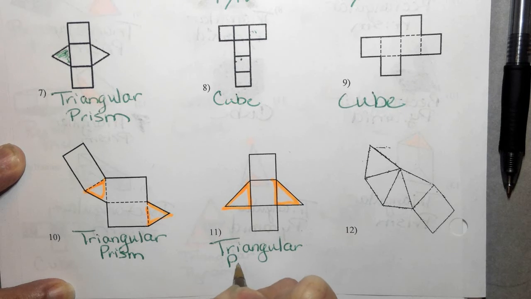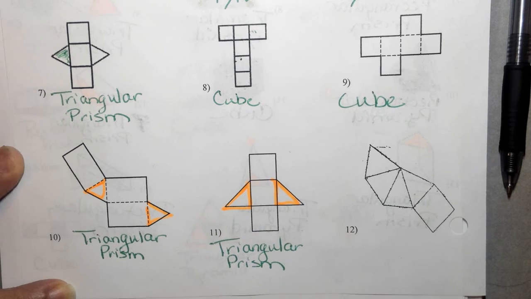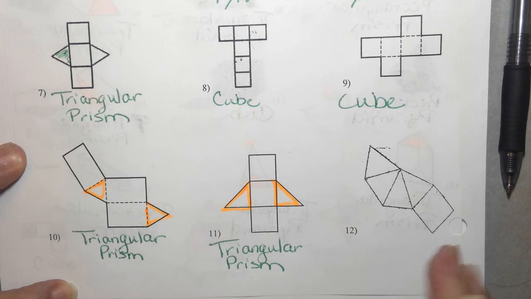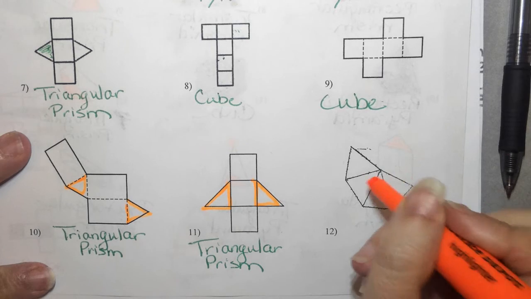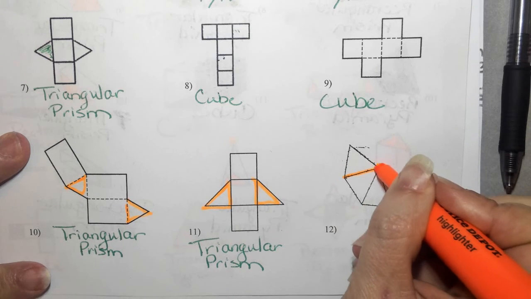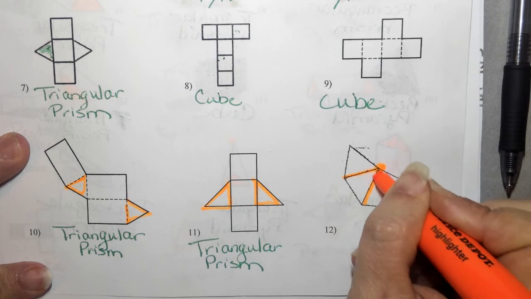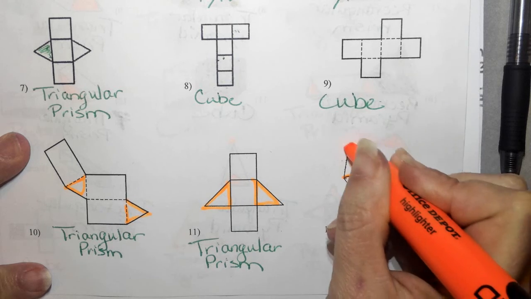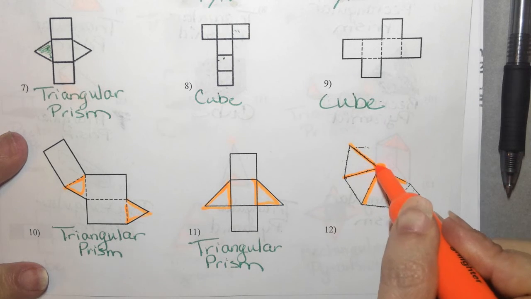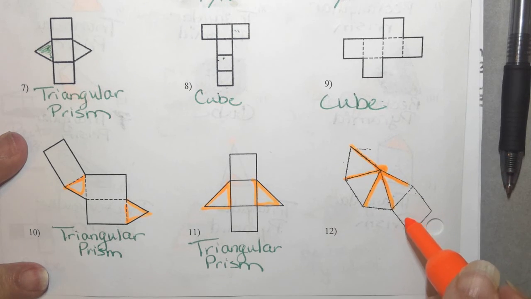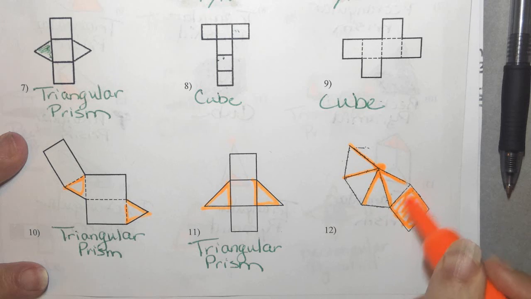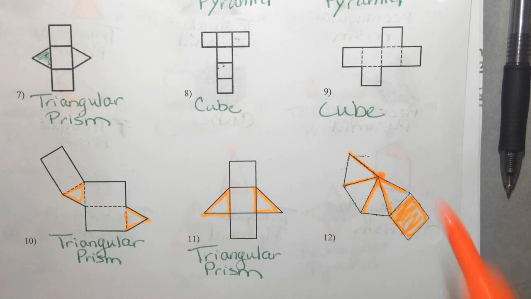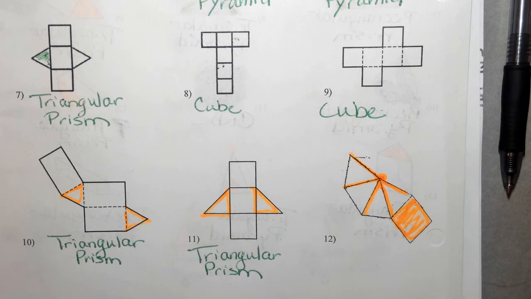12 will be a pyramid. But this one's different. It has all these triangles, and they're all going to come to a point right there. That's the bottom of it. So the bottom is a rectangular pyramid. Rectangular pyramid.